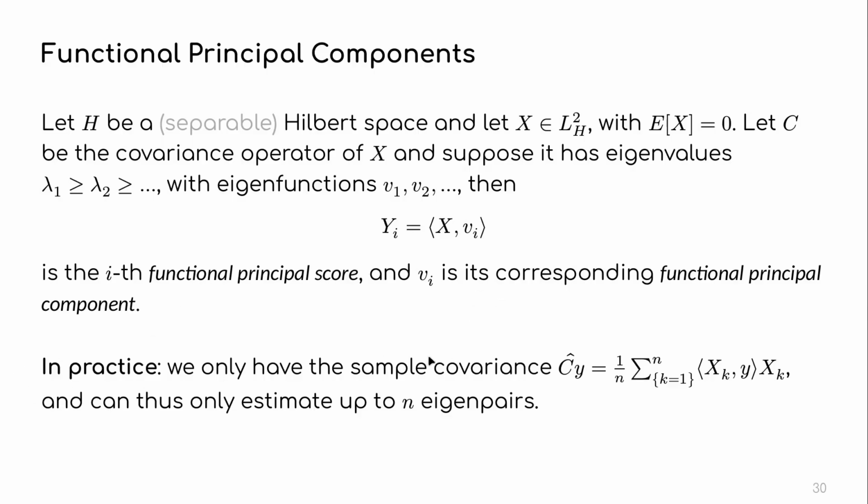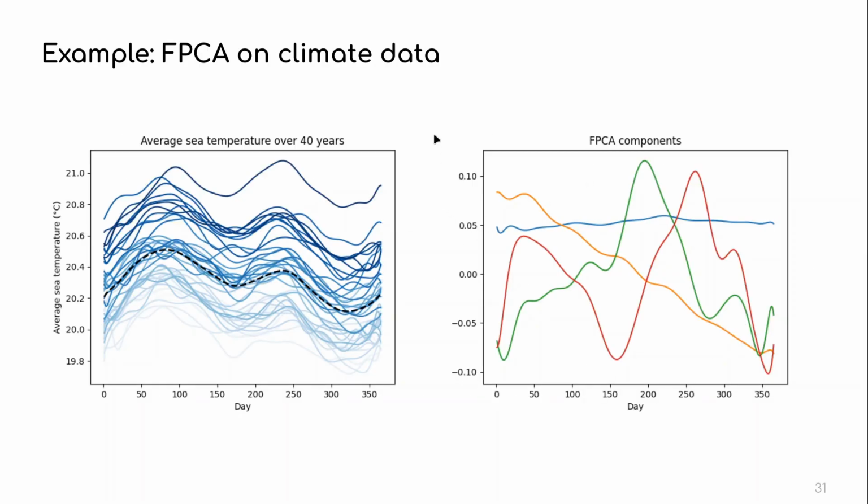One note is that in practice, of course, we only have the sample covariance, so we cannot estimate all of the eigenpairs or eigenfunctions. We can only do that up to n. But to give an example, here I have again my sea temperature data, and I've computed the FPC of it using only the first four principal components. In order, the first is this blue one, the second is this yellow one, I think red is number 3 and green number 4.